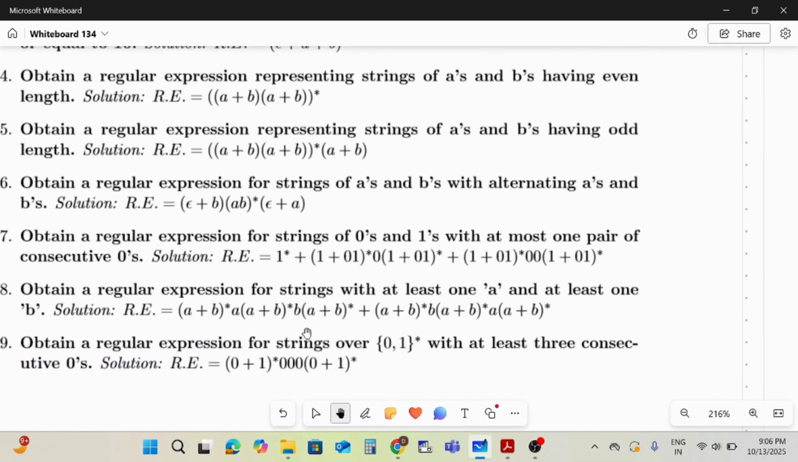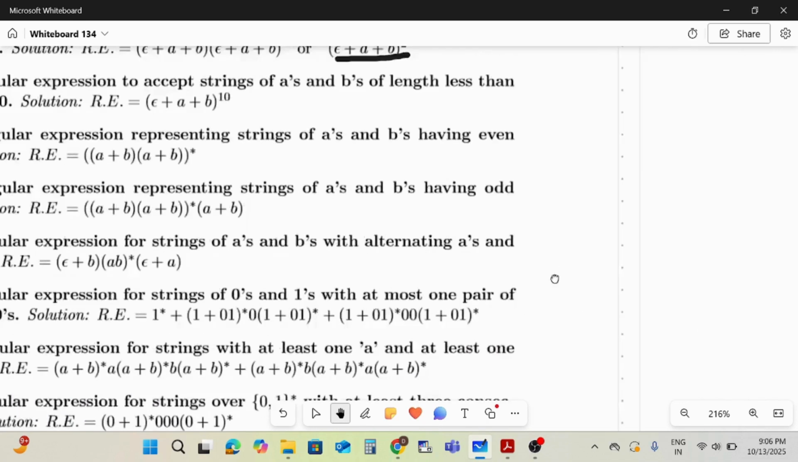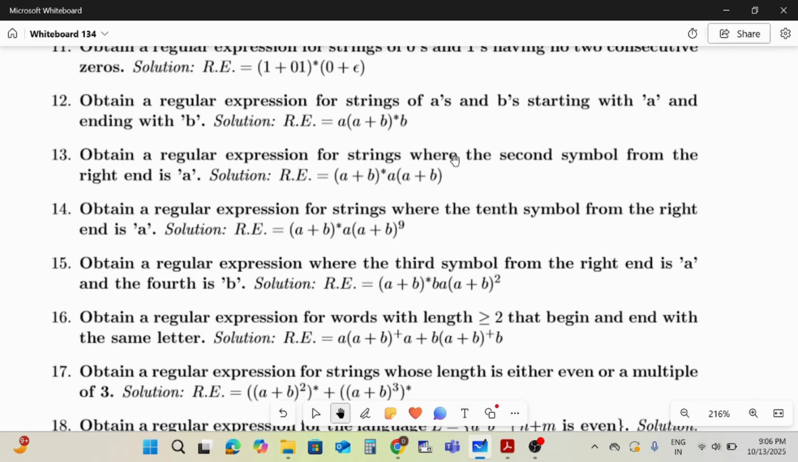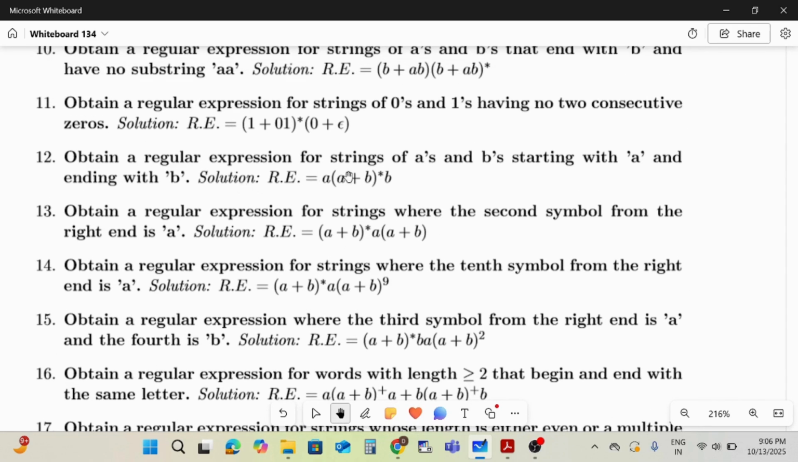So there are some of the examples. This will have consecutive zeros. And one more example, let us see. The interesting example here is: obtain a regular expression for strings of A's and B's, problem number 12, starting with A and ending with B. Starting with A and ending with B.